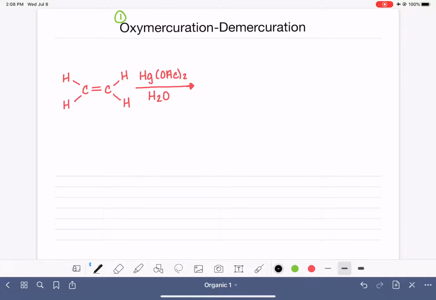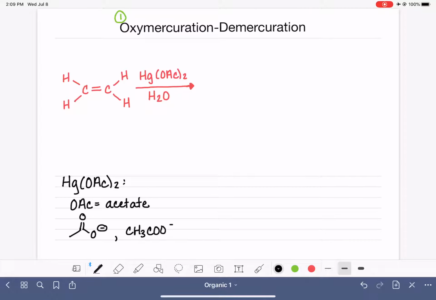Let's talk a little bit about the mercury acetate before we move on, Hg(OAc)2. OAc is our shorthand for acetate, which is an ion that you became familiar with in general chemistry. The acetate ion is the conjugate base of acetic acid, CH3COO-. So mercury acetate in water, in this first step, produces a product. I'm just going to call it product number 1.